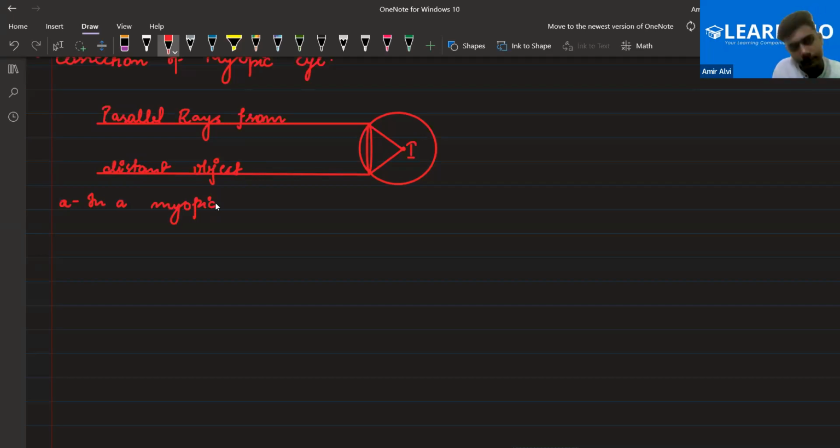In the myopic eye, the image of a distant object is formed in front of the retina. Okay. Yes, sir.